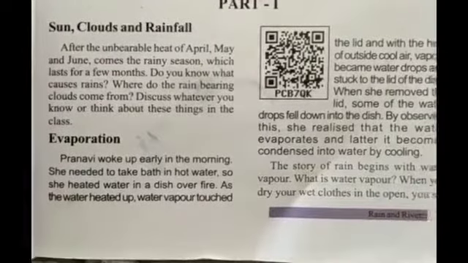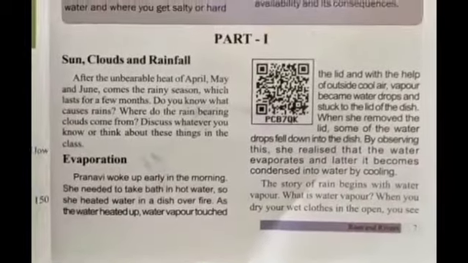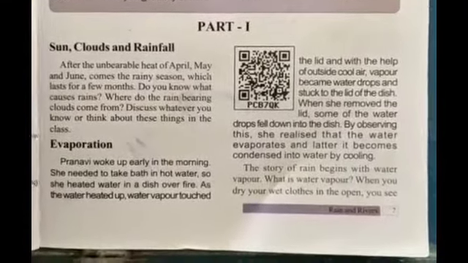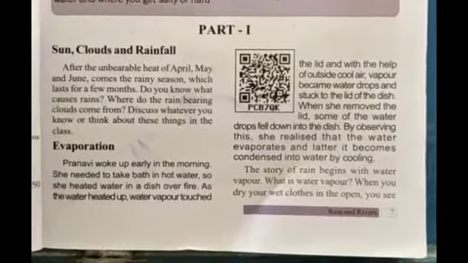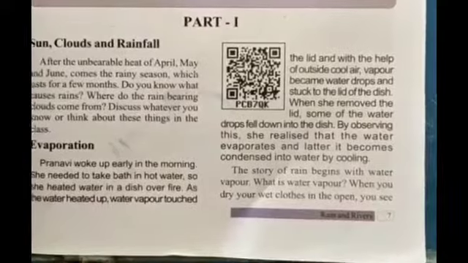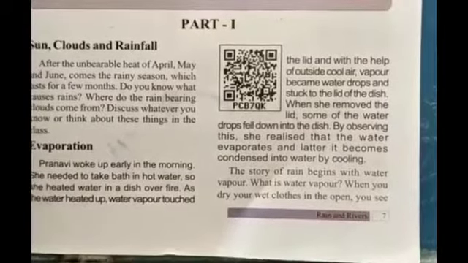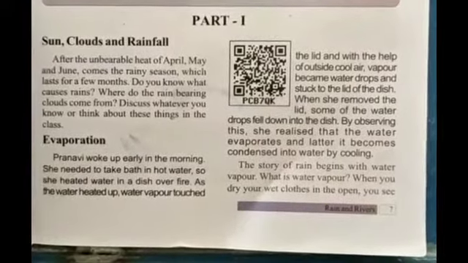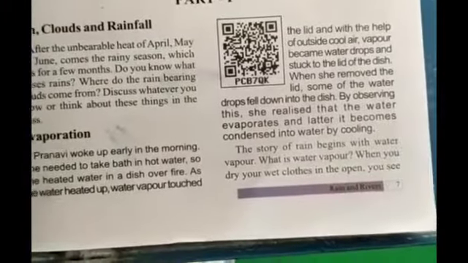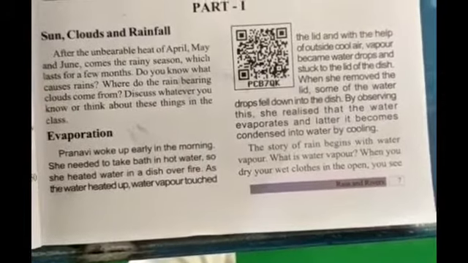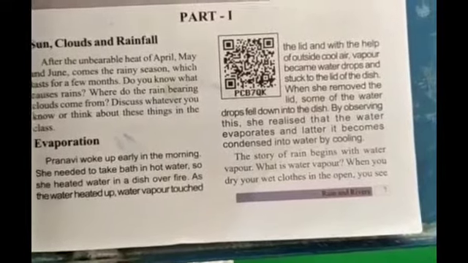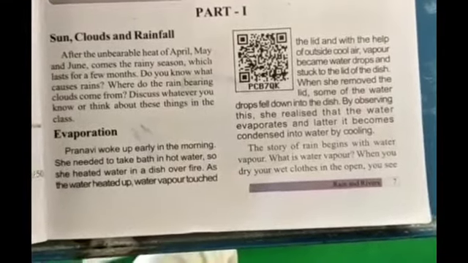Evaporation. Coming to evaporation, heat water as if to take a bath. Vapor became water drops and stuck to the lid of the dish. The water evaporates and later condenses into water by cooling. Rain begins with water vapor. Wet clothes dry after some hours. Water in a plate dries up in a couple of days. The water in the plate became water vapor and mixed with the air through a process called evaporation.